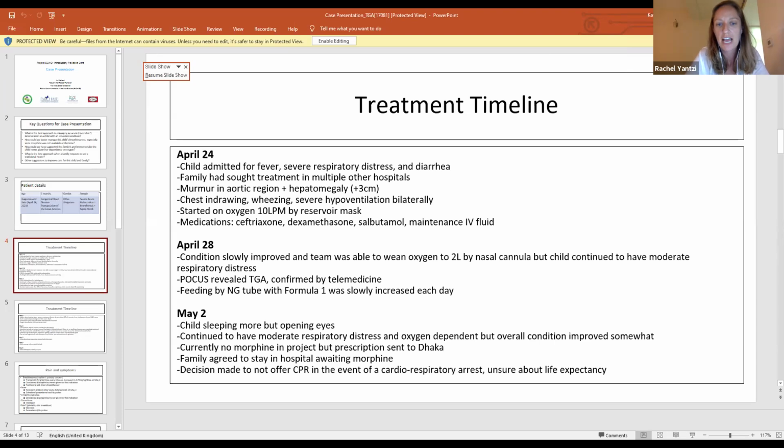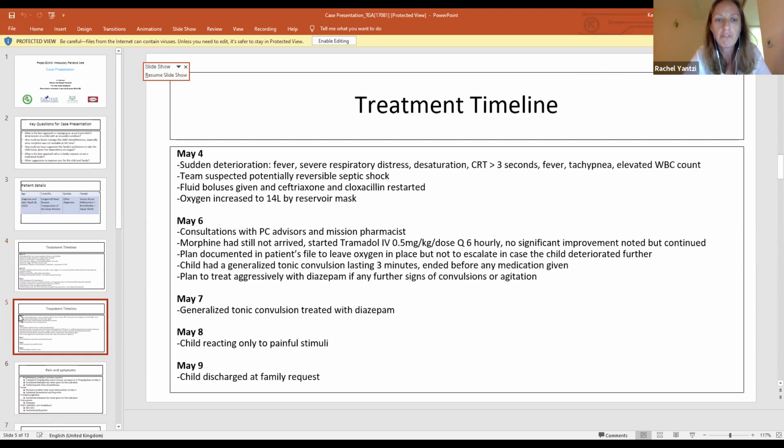At this point, we also decided that given her underlying condition, in the event that she had a cardiorespiratory arrest, we wouldn't offer CPR. We weren't entirely sure at this point about her life expectancy. We had looked into possibilities of referral to another facility, but this is a Rohingya family, and we have basically 2 referral options, and neither was willing to take a child this young for the surgical repair. So that was the situation at that point.